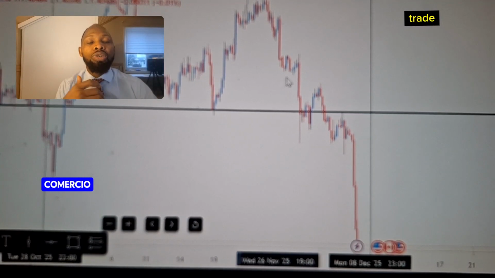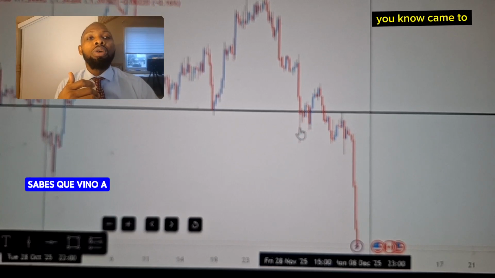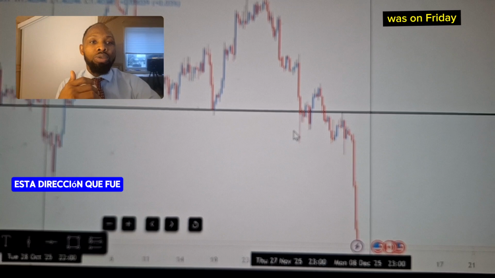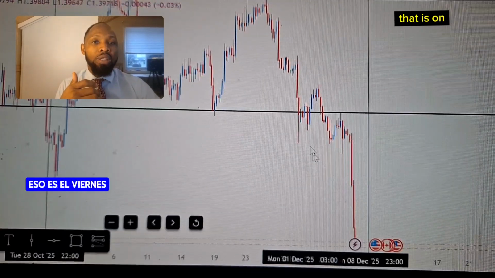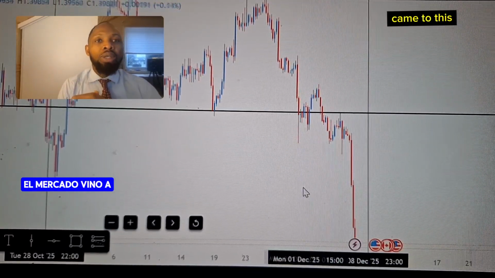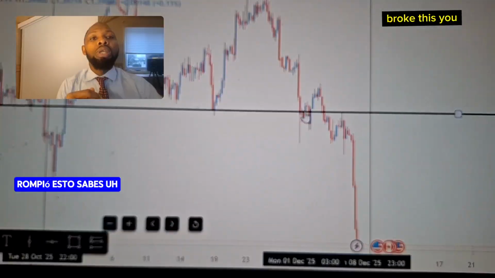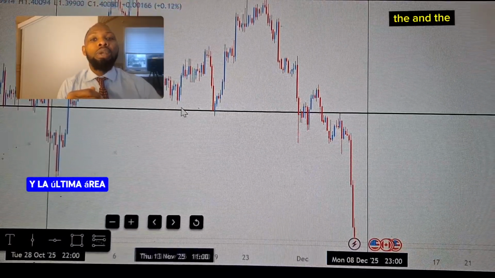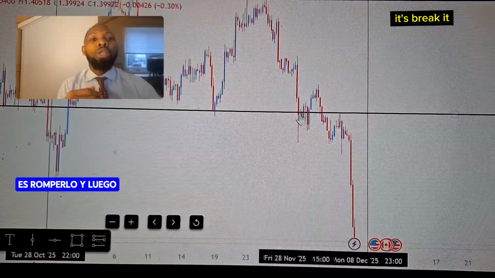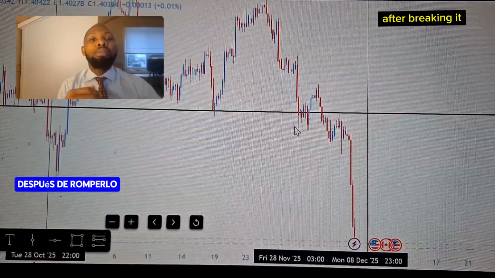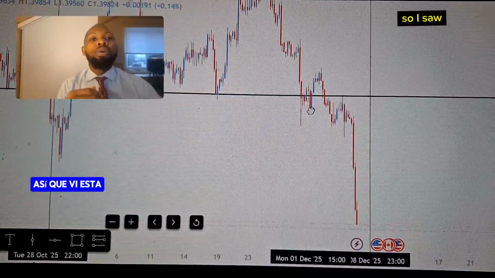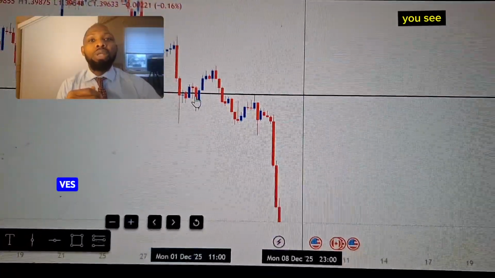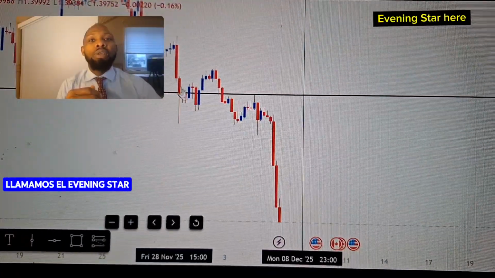I wasn't in this trade. I saw this momentum come in this direction. That was on Friday. The market came in this direction and broke this higher low, which is the last support area. It broke it down, and after breaking it down, I saw this candle here. Guys, pay attention. This one is what we call the evening star.